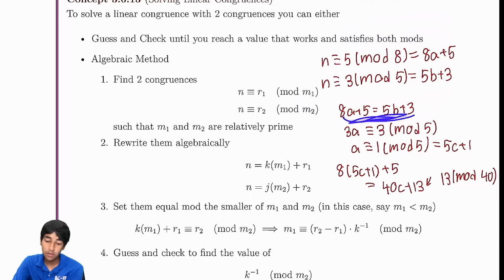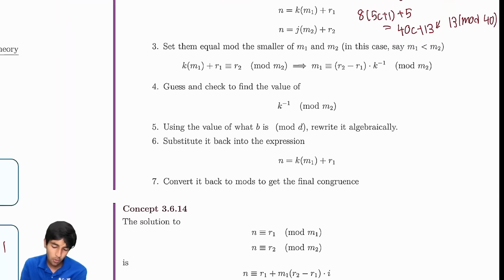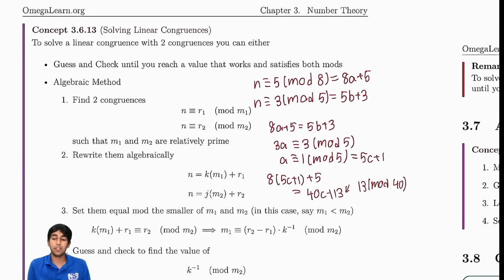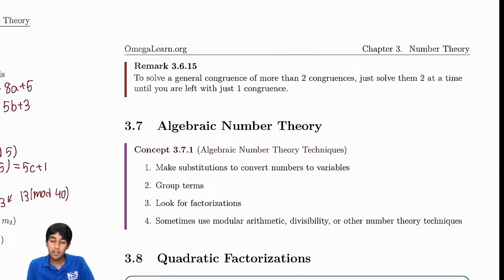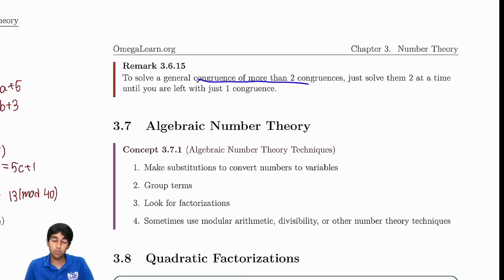So yeah, the idea is you convert it to algebraic form, and then we take mod of the smaller value. And there's another way, which is you just use a general formula, which I have not memorized, and you do not need to, but if you want to, you can, right? This is a general formula using inverses and stuff. Feel free to look at this, memorize it if you'd like, but you really don't need to. Definitely not required. And yeah, if you're trying to solve a general case with more than 2, just solve them 2 at a time.